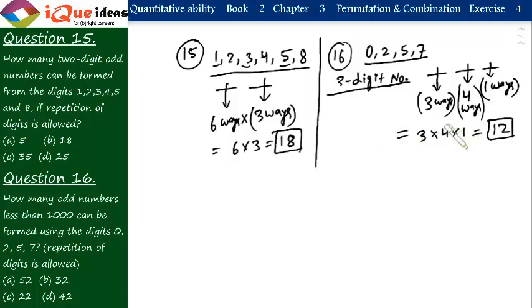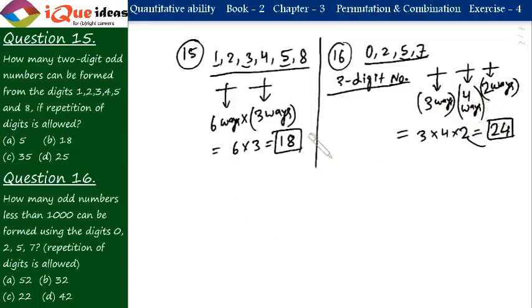One second. There are 2 odd numbers. I'm so sorry. The last place has 2 ways, 5 or 7, because there are 2 odd numbers. So the last place can be filled in 2 ways. So the total number of ways will be 3 into 4 into 2. Now 3 4s are 12, into 2 is 24. So the total number of 3-digit numbers would be 24.